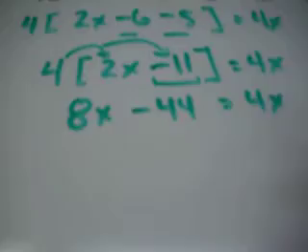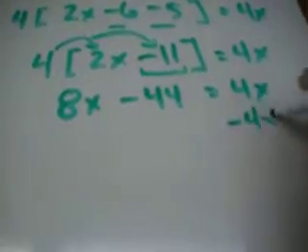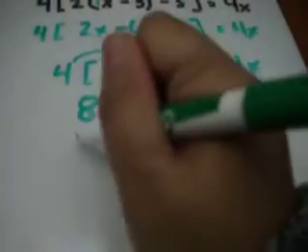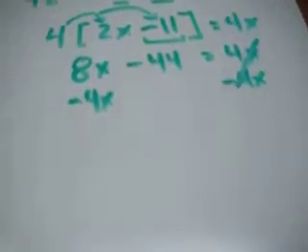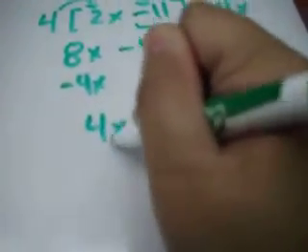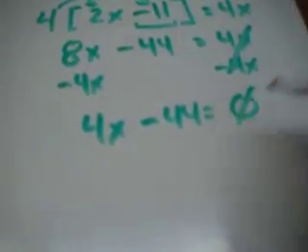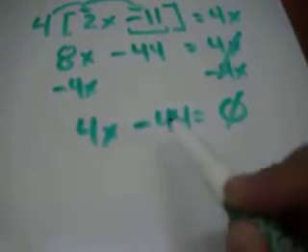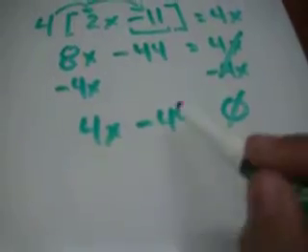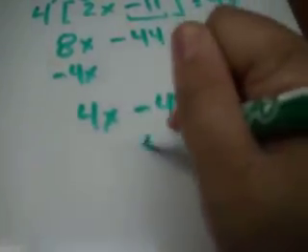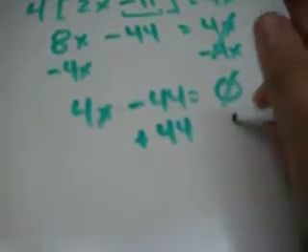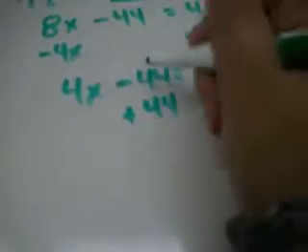Alright, so this we know how to do because we're going to bring over the letters to the left, numbers to the right. So I'm going to subtract by 4x here, that cancels out. Subtract by 4x here, and I'm just going to have 4x minus 44, and there's nothing here, so I'm just going to put a 0. But now I have to deal with this number. Number is on the right, so I'm going to add 44, add 44. This is gone.